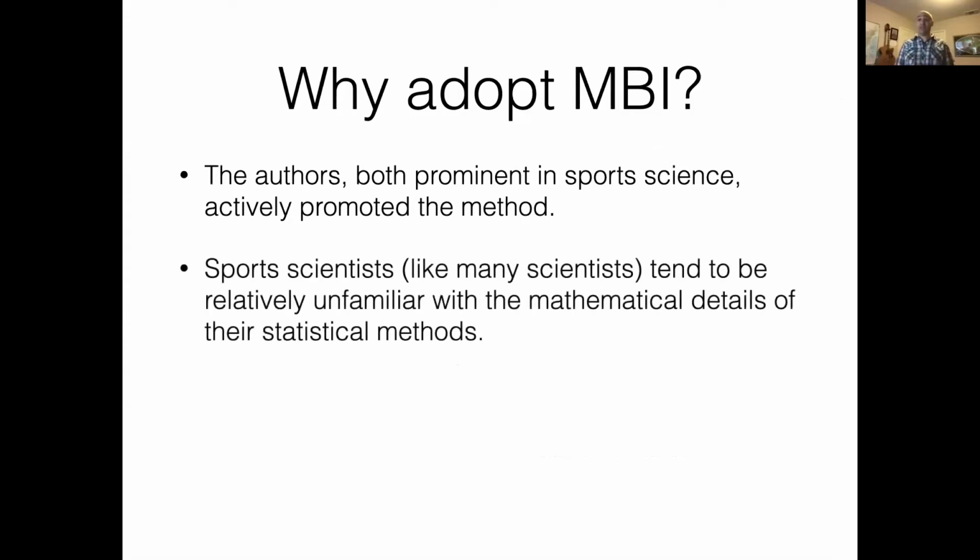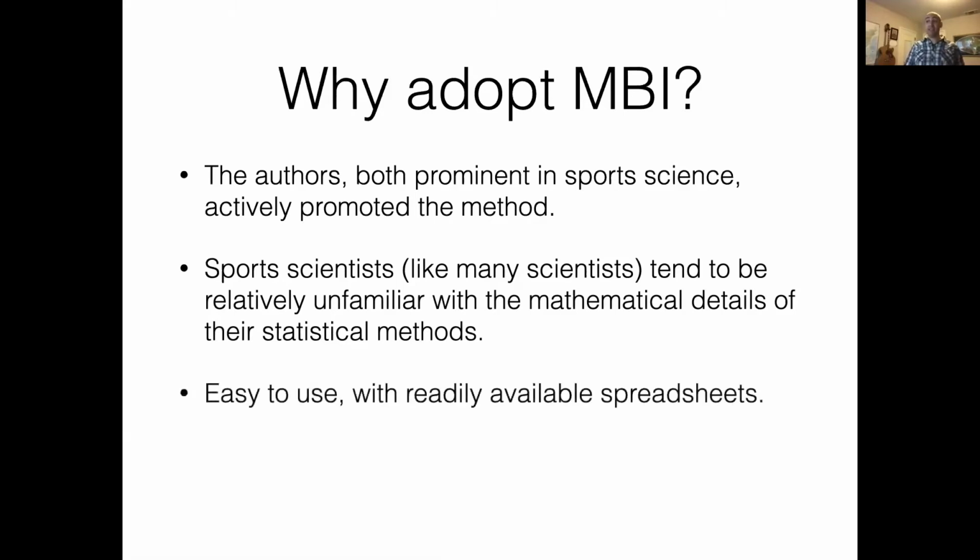Another is that sports scientists, like many scientists to be fair, tend to be relatively unfamiliar with the mathematical details of their statistical methods, and rely on others to vet what's an appropriate statistic. It's easy to use, right, with readily available spreadsheets. They said, here's a spreadsheet, here's Excel. You guys all know Excel. Oh man, I don't have to use anything complicated like some fancy software. I can just use my good old reliable Excel. It never has any errors at all, unless you're a geneticist or anybody.